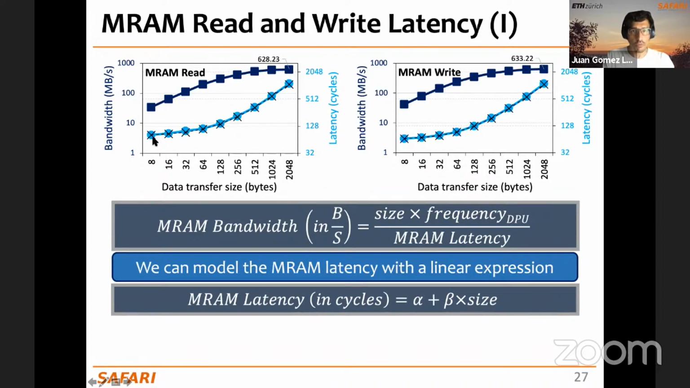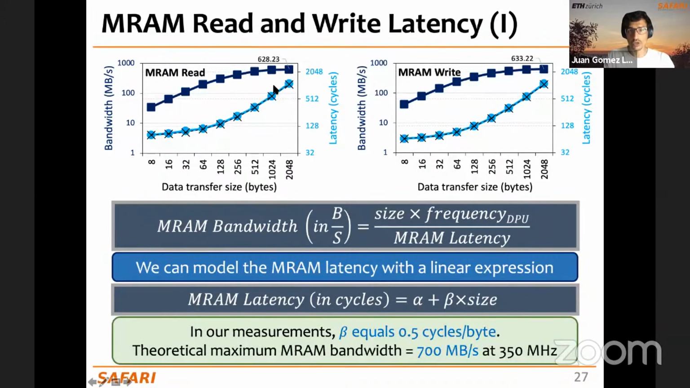And as you can see, our model, which is this thin black line, matches our measurements perfectly well. According to our measurements and this linear model, we obtain that beta equals 0.5 cycles per byte. So by using this number and taking into account the frequency of the DPU, we can obtain that the maximum theoretical MRAM bandwidth is 700 megabytes per second per DPU. So imagine when you have a system with thousands of DPUs, what's the overall bandwidth that you can achieve when accessing the MRAM banks.